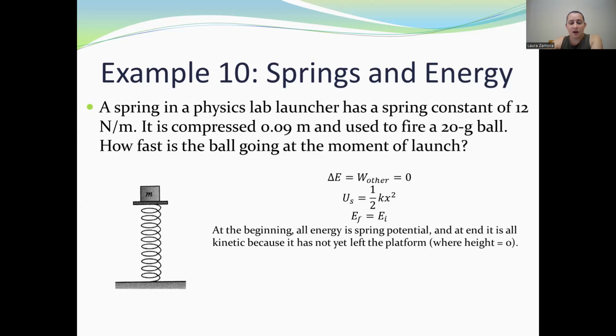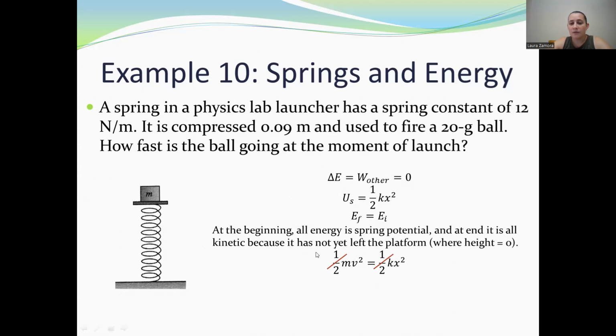So at the beginning, all the energy is spring potential energy, right? So when this is compressed, all of that energy is being stored in the spring. It is not yet moving, so there's no kinetic energy. At the end, though, once the spring has decompressed and has launched this ball up into the air, now all of that energy is kinetic because the spring is no longer compressed. Okay, so our equation here, 1/2 mv squared is 1/2 kx squared. Conservation of energy tells us that those two things are equal to each other.